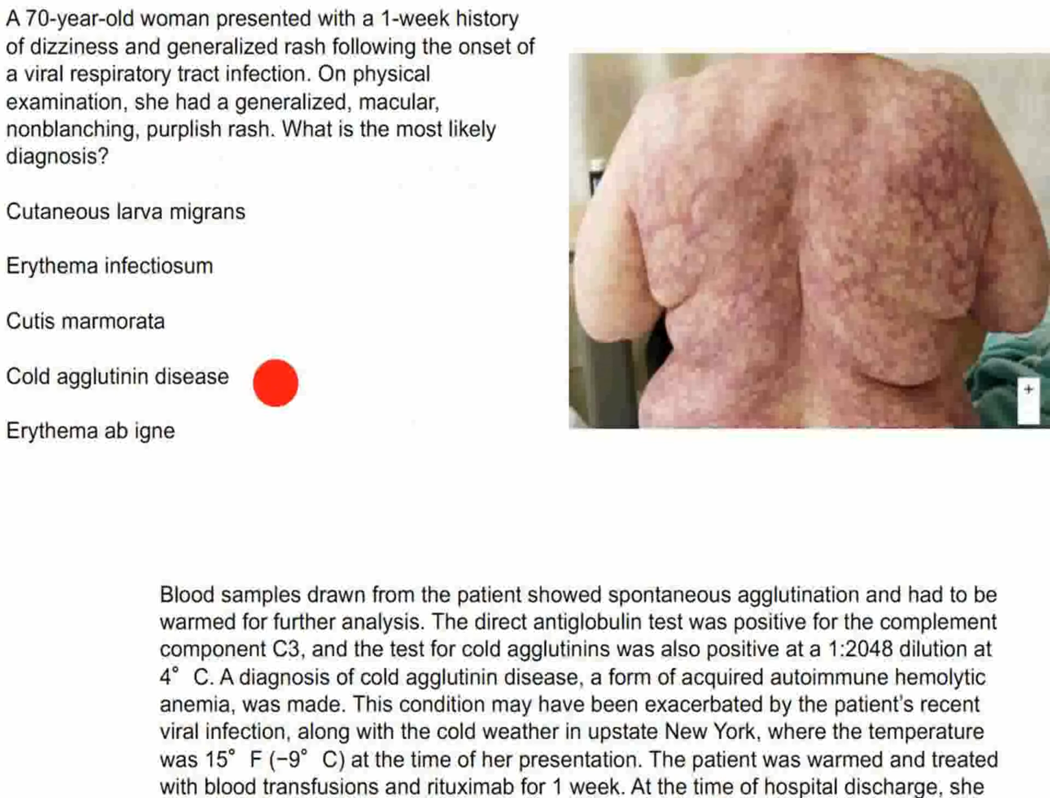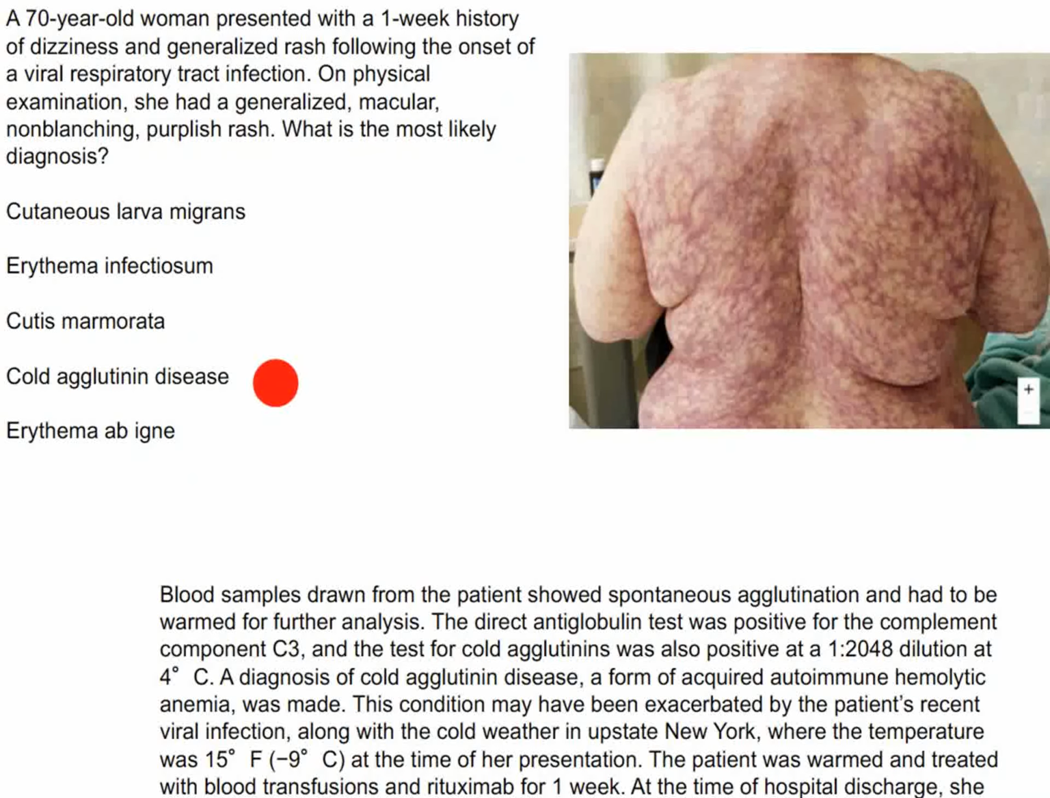And we are offered a differential diagnosis of cutaneous larval migrans, erythema infectiosum, cutis marmorata, cold agglutinin disease, and erythema ab igne. Well, cutis marmorata is not incorrect.